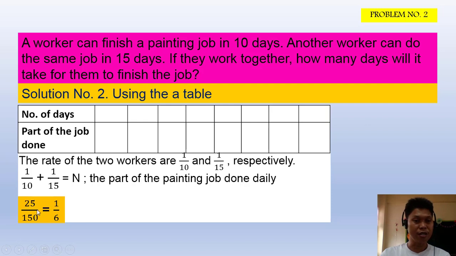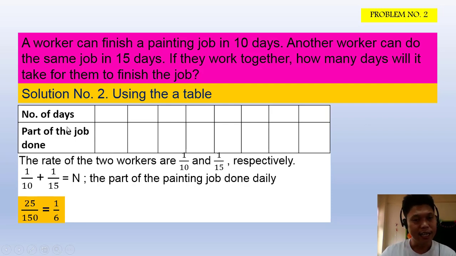Basta operation of fractions. So, kung 25 over 150, pwede natin i-divide kasi divisible yung dalawa sa 25, which is the GCF. So, 25 divided by 25 is equal to 1 and 150 divided by 25 is equal to 6. Okay? So, ibig sabihin, in one day, 1/6 of the job ang kanilang matatapos kung silang dalawa ay mag-combine.